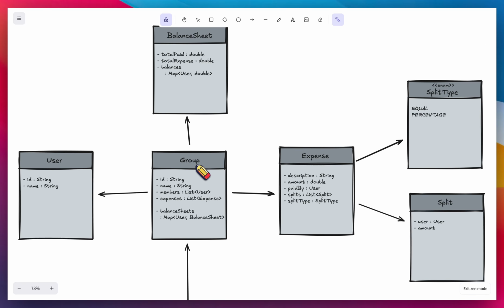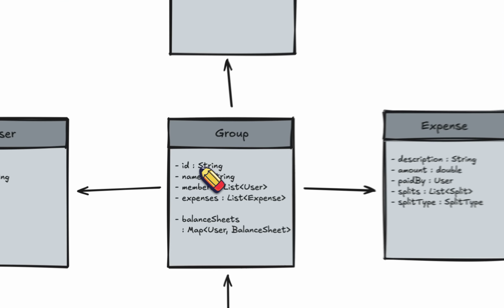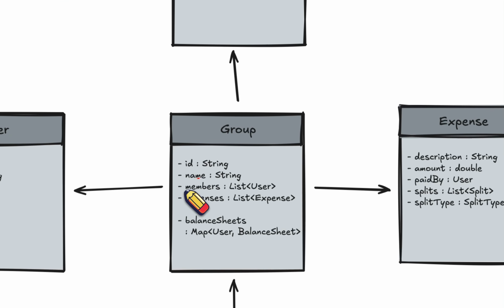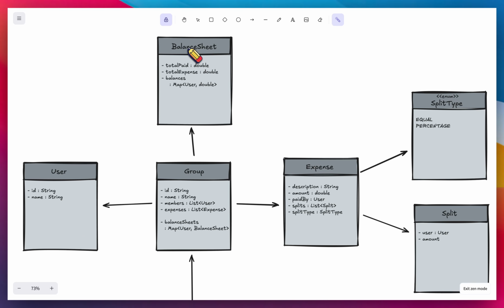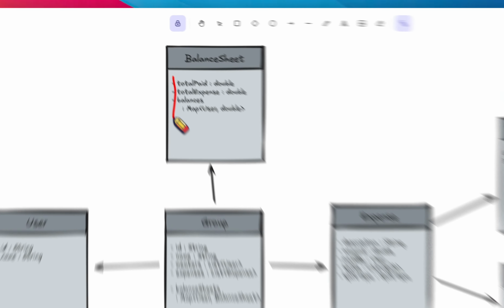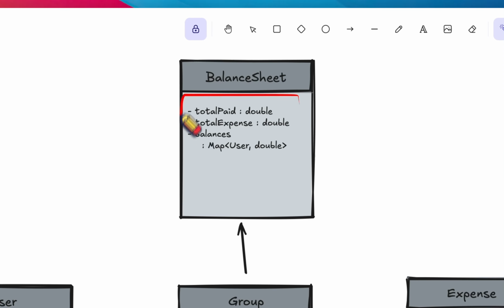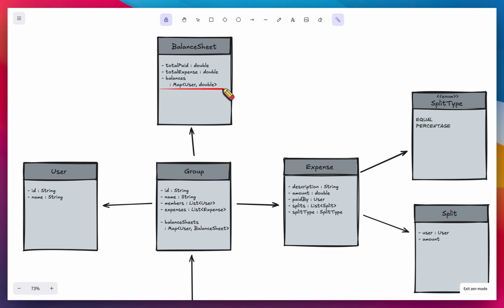So we have one class called group. Each group would have attributes like ID, name, members, and expenses which are added by the members, and each and every user would have their own balance sheet. Okay, so there is a has-a relationship between group and balance sheet, and each balance sheet would have these attributes, and I've already explained the balance sheet earlier.